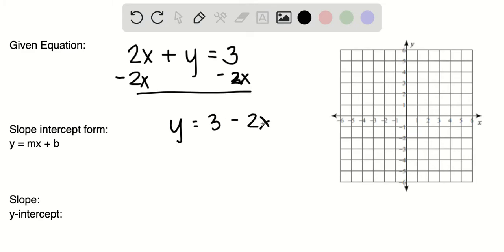This is technically not slope-intercept form, so what I'm going to do is reverse the minus 2x and the positive 3 so that I have a true slope-intercept form. So I'm going to have y is equal to minus 2x and then plus 3. The minus 2 has to be a minus because there's a subtraction sign in front of it, and the 3 is a plus or a positive, so that's why I wrote plus 3.